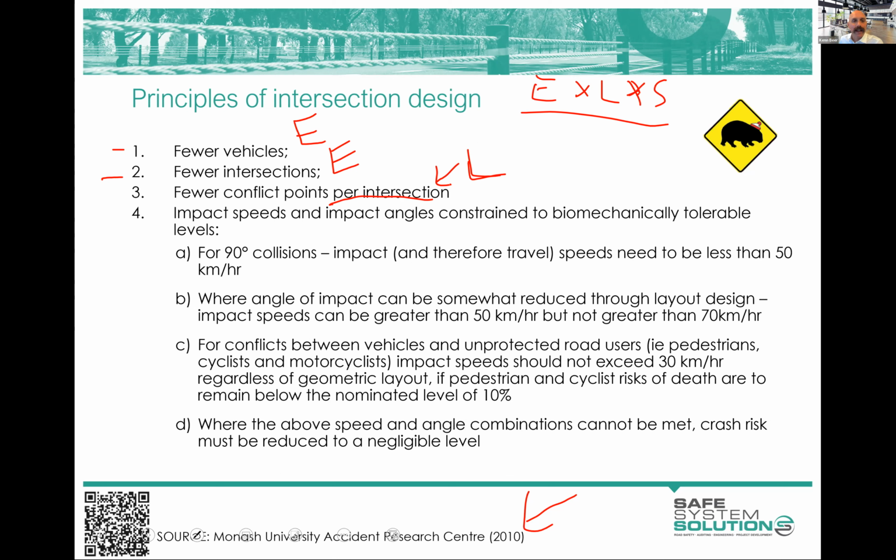But after you're done with that, then you're starting to think about, okay, what is the energy of these crashes and how do we alter that? And how do we keep speeds and impact angles within biomechanically tolerable levels? And then we go back to those figures that we were talking about, 50 kilometers per hour for that 90-degree crash, somewhere between 50 and 70 where you can get more angle on the crash. And this comes back to vectors, really.